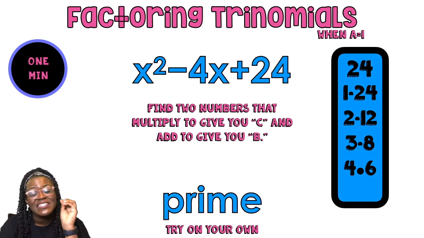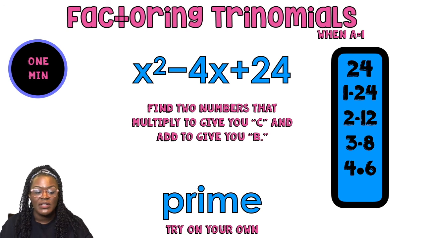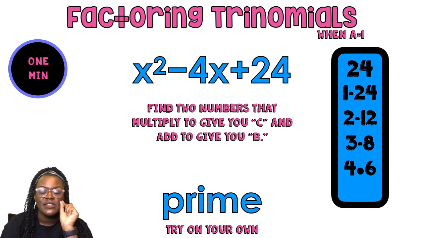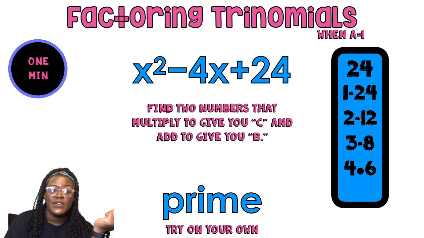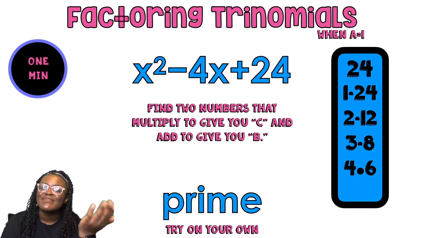Sometimes you cannot factor a trinomial. It doesn't mean you can't solve it. It just means you can't factor it. So just like the number 7 is a prime number, this trinomial, x squared minus 4x plus 24, is prime because it doesn't have any factors.